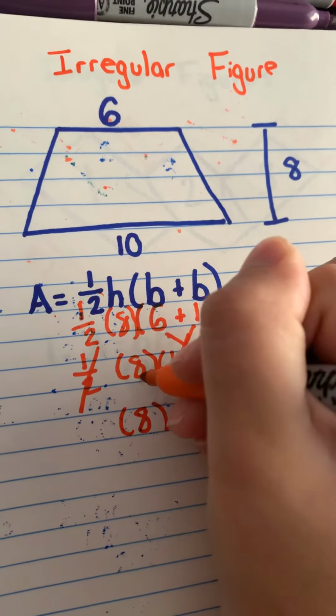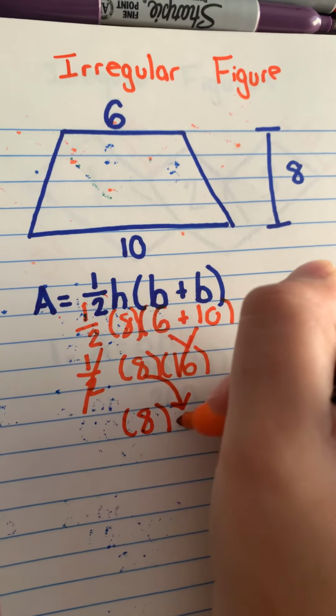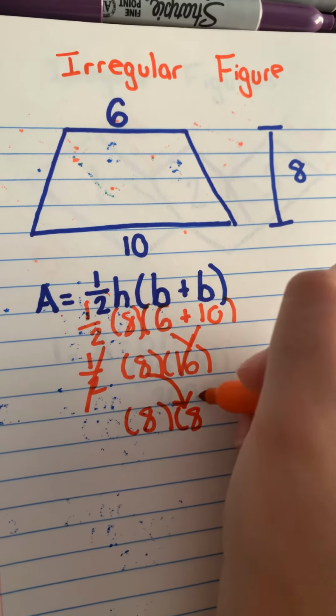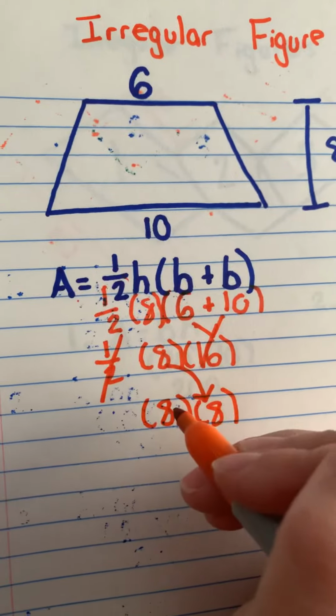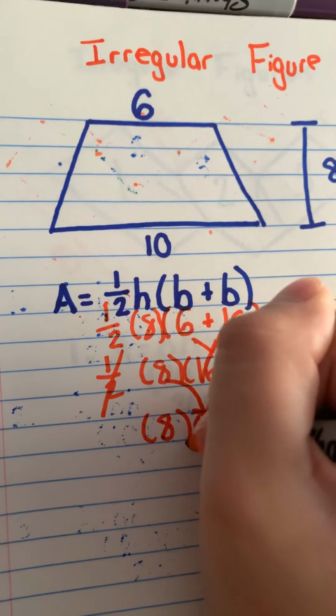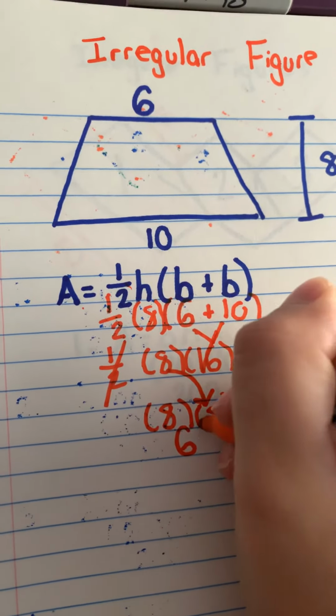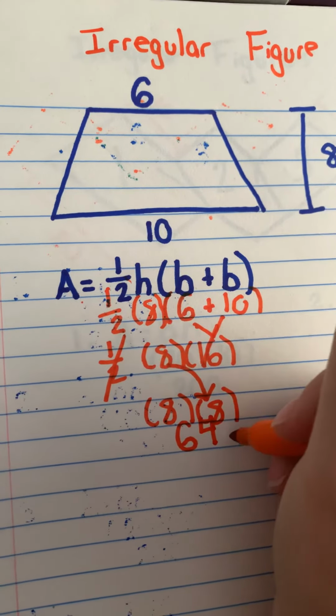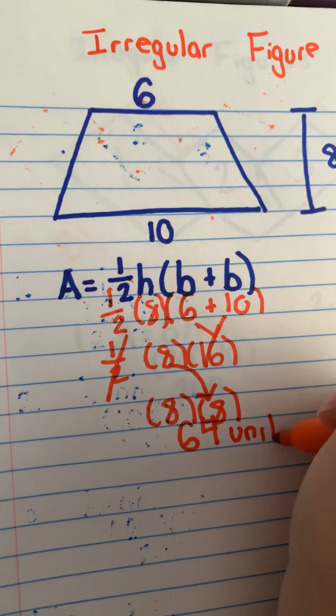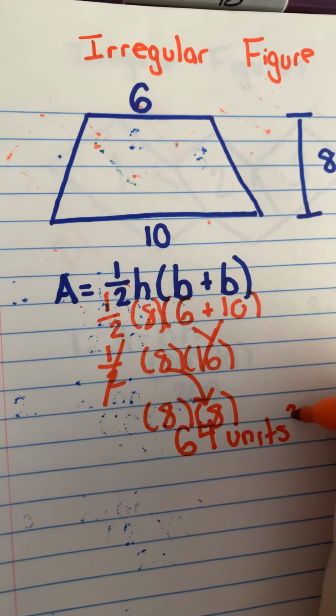And then please don't forget to bring down the other number you did not use, which is another 8. And your last step you need to do, 8 times 8, which gives me 64. So I know my area is 64 units, so we're not sure what your measurement is, units squared.